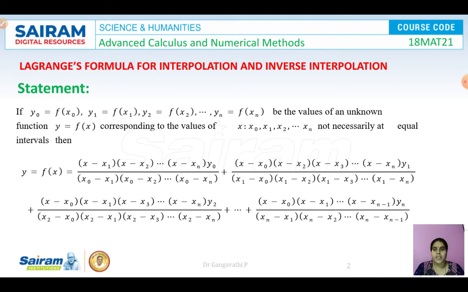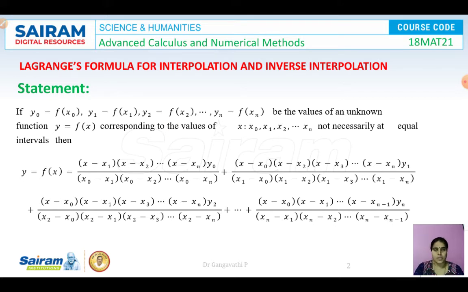So here, let us see Lagrange's formula. If y naught is equal to f of x naught, y1 is f of x1, y2 is f of x2, and so on, yn is equal to f of xn, be the values of the unknown function y is equal to f of x, corresponding to the values of x which are x0, x1, x2 and so on up to xn, not necessarily at equal intervals. So the beauty of Lagrange's interpolation is that it can be applied for both equally spaced values and unequally spaced values. That is the advantage of Lagrange's interpolation.